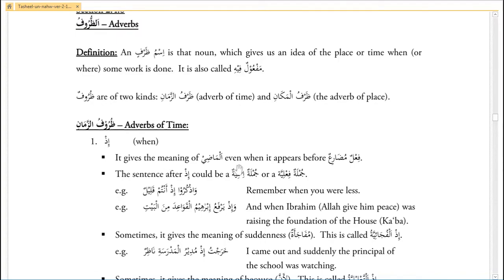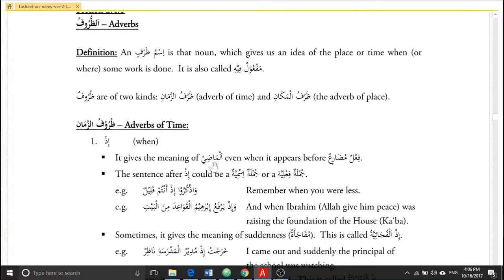when it comes on فعل مضارع, it gives you the meaning of ماضي, or past tense, even if it is on فعل مضارع. مضارع is present tense and future tense, but the meaning will change. So here it shows that after إذ, jumla ismiya and jumla fi'liya both can come. But right now we don't have to know that. At least if you know, that's good.